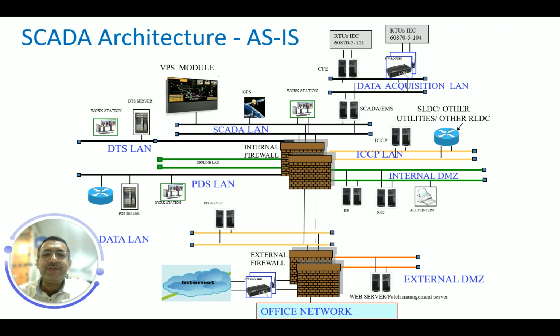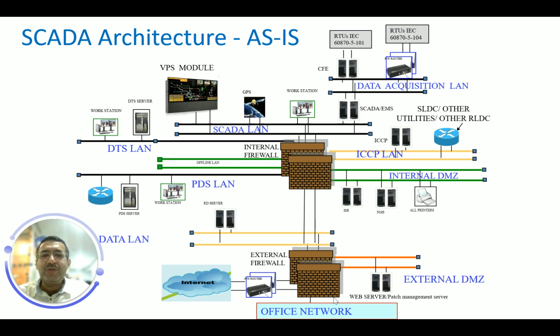From other RLDCs, information comes to the central locations using the ICCP protocol. There are data acquisition LAN, PDS LAN, and multiple layers of firewalls. You can see external and internal, and fundamentally the external DMZ is where it finally interacts. So this is the kind of situation.